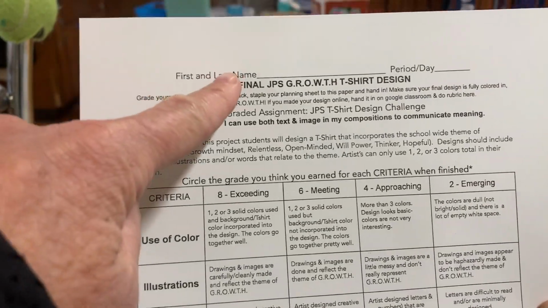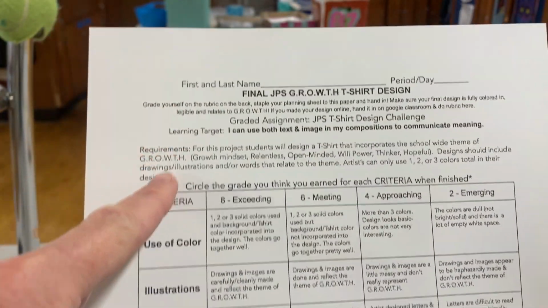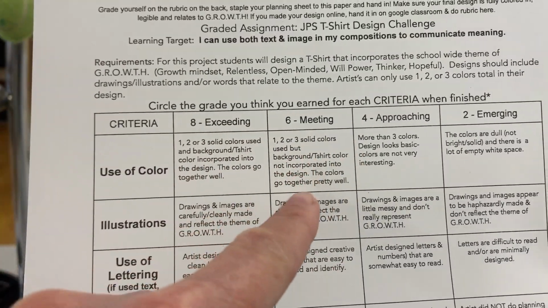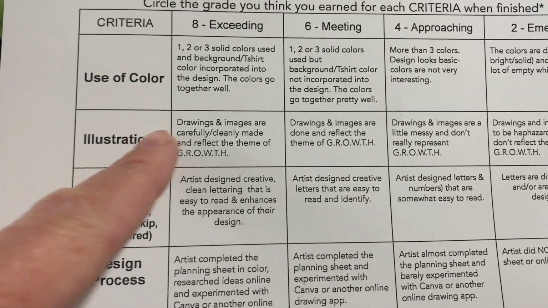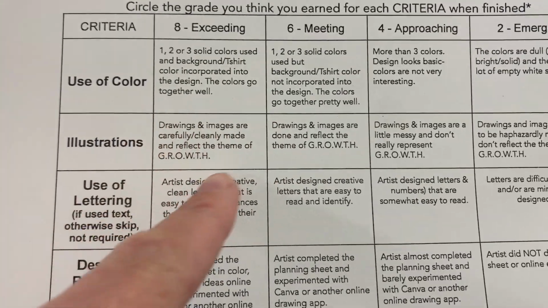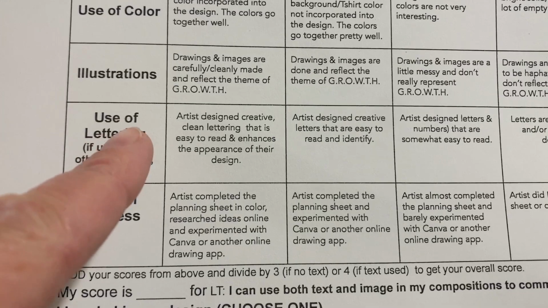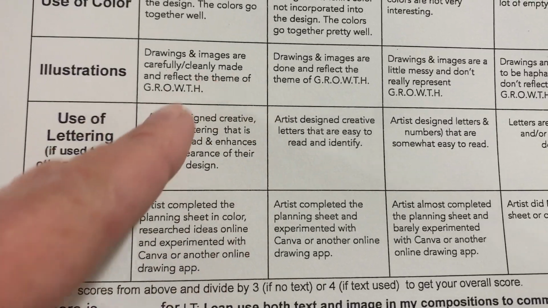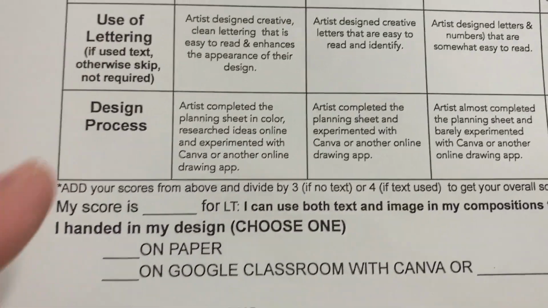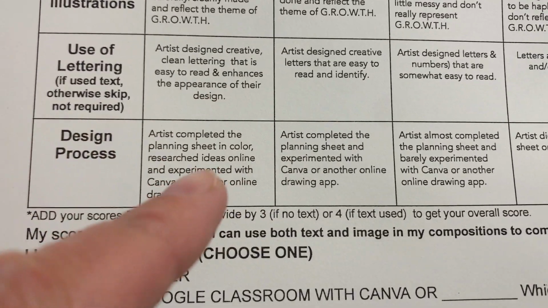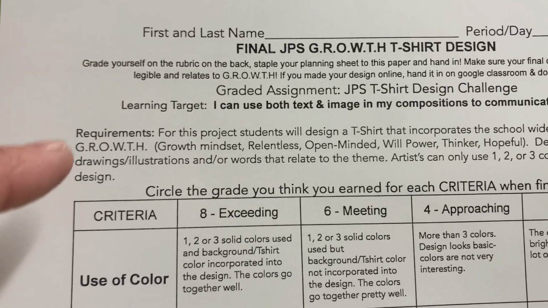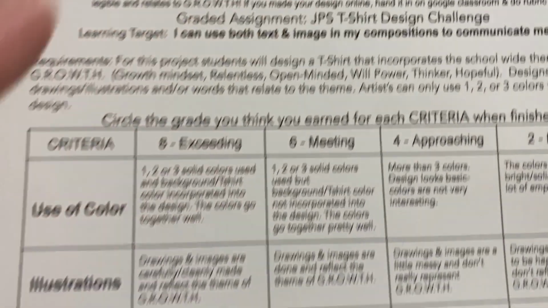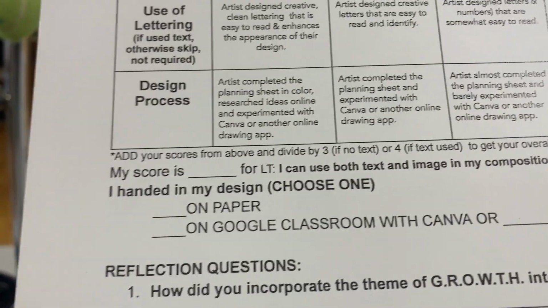Finally, whether you're doing the paper version or the digital version, grab a rubric and give yourself a grade. Read what it takes to get an 8 or a 6 on use of color. Read about illustrations, what your drawings and images look like. If you use lettering or text, circle which grade you get in that section. And then for design process, you're going to staple your planning sheet up to the top of this sheet here when you hand it in to earn a high grade on your planning and design process.